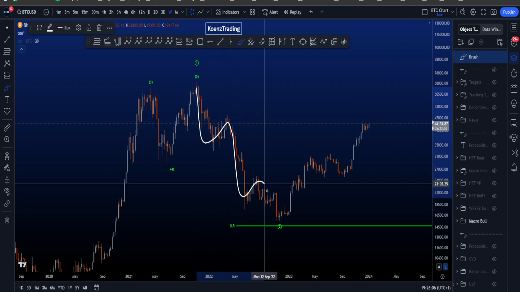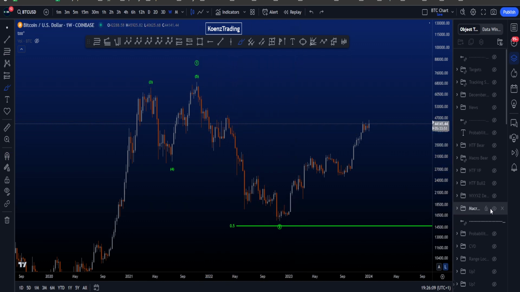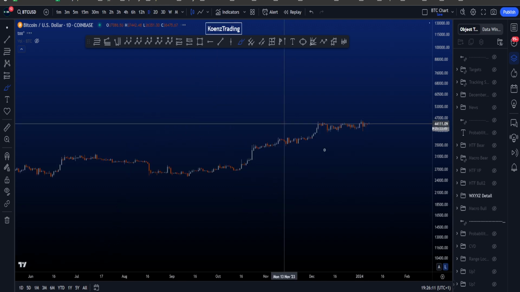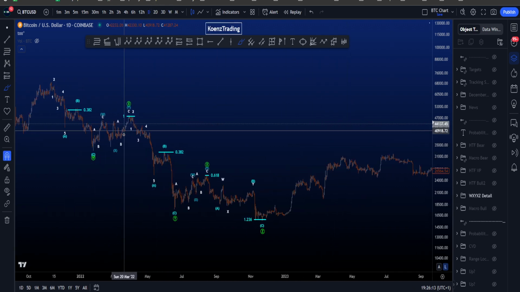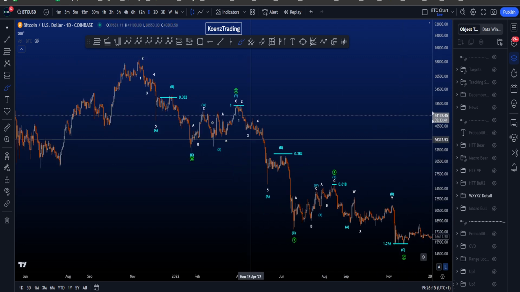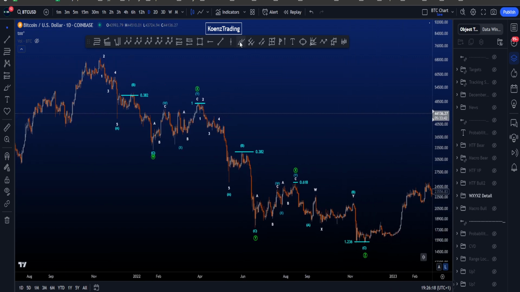Now recently I got a question from a viewer as well as a member that asked, hey Koen, how would you count this move to the downside in the bullish scenario as a WXYXZ? What would be the fibs and what would be the count? So over here I have this count on my chart for you.